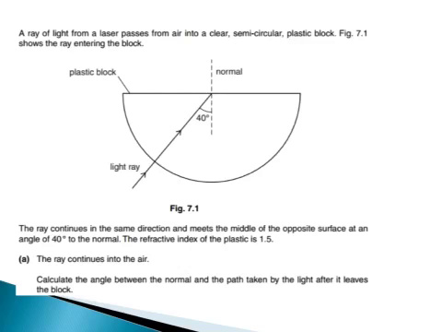So we're expecting it to do something like this. In this case it will bend away from that normal line. This angle should be greater than 40 degrees, and that is because it's leaving a dense medium, a relatively denser medium compared to the air. So we can calculate this, of course, using Snell's law, n1 sine theta 1 equals n2 sine theta 2.